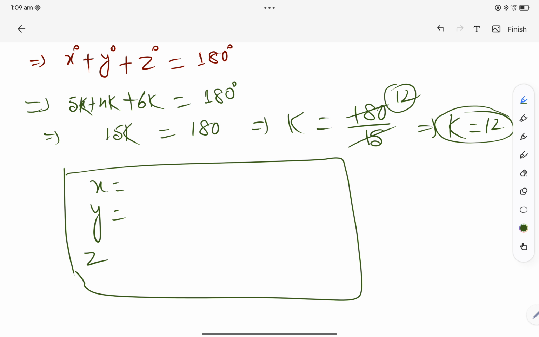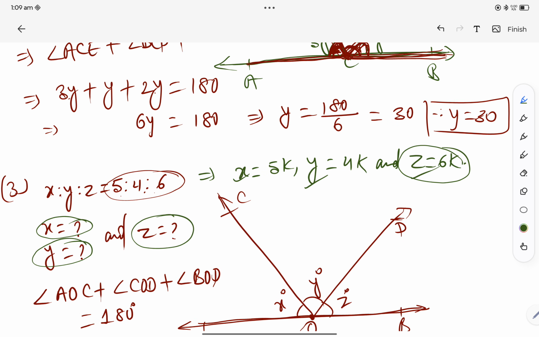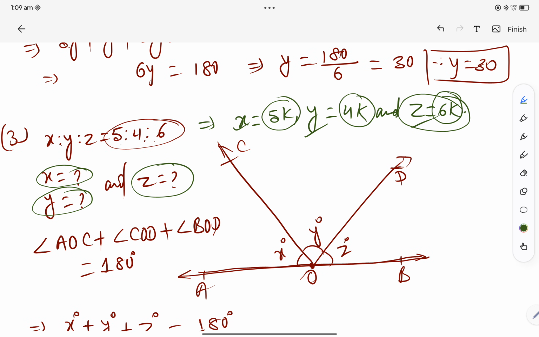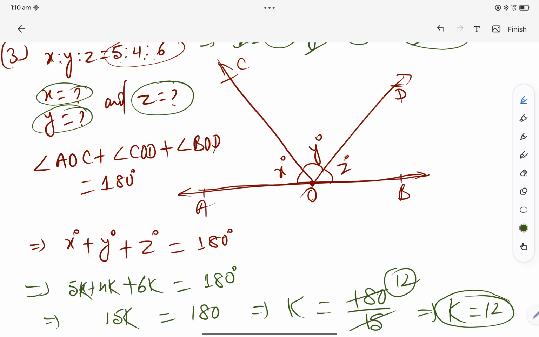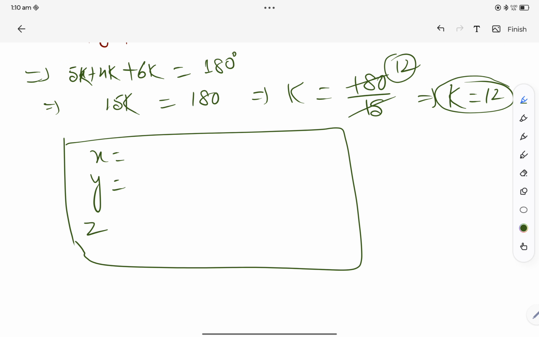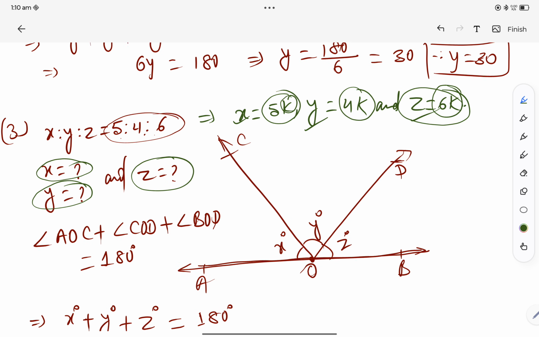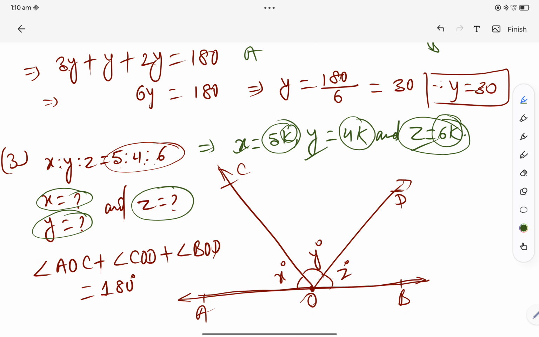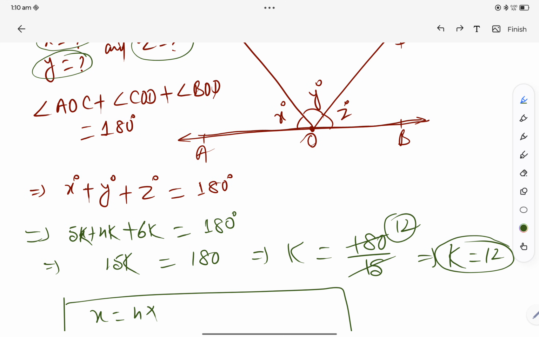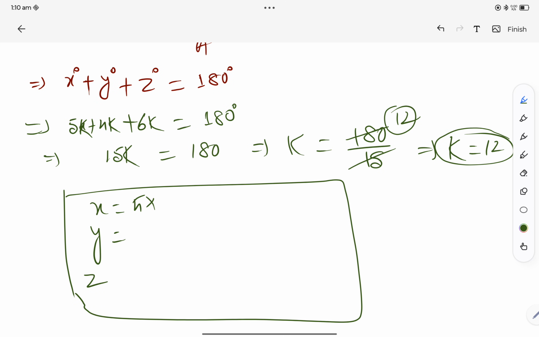So x is 5k, y is 4k, and z is 6k. So let us substitute the value for k to get the values of x, y, and z. x is equal to 5k. So 5 times, and the k value is 12. So put 12, and when multiplied it gives you 60.